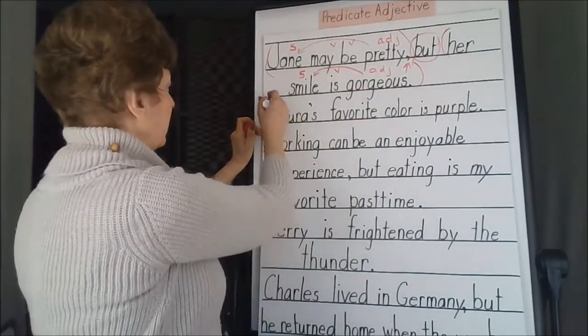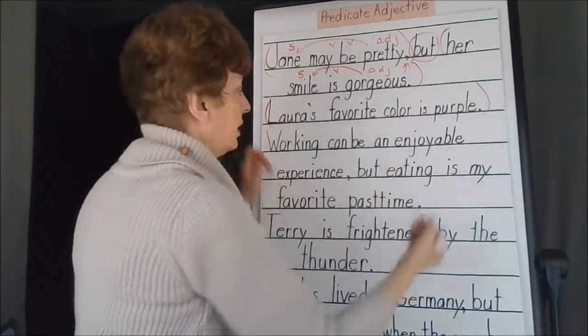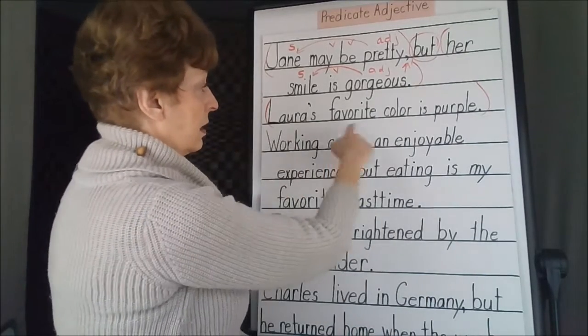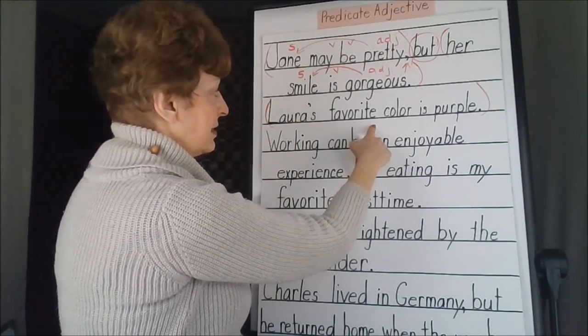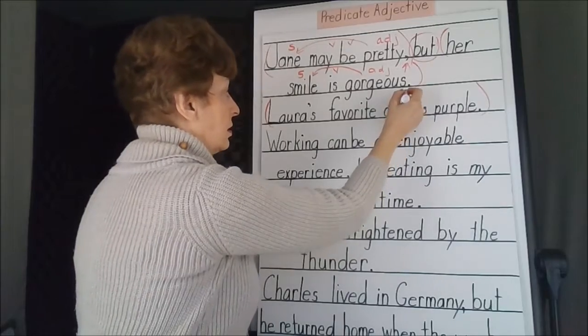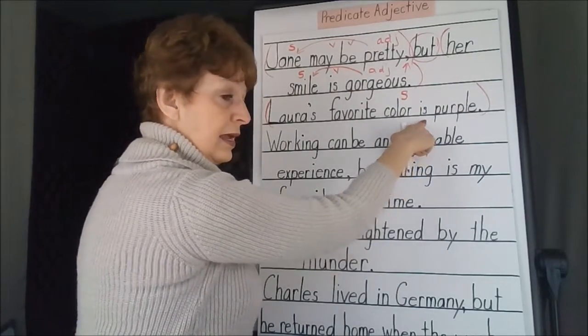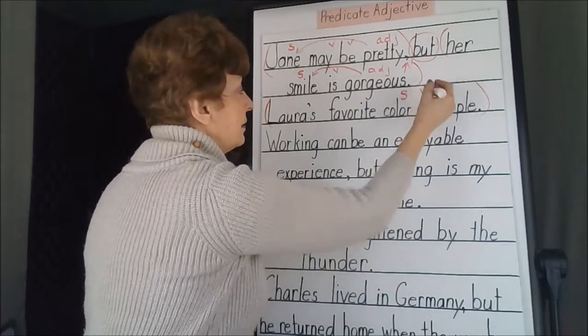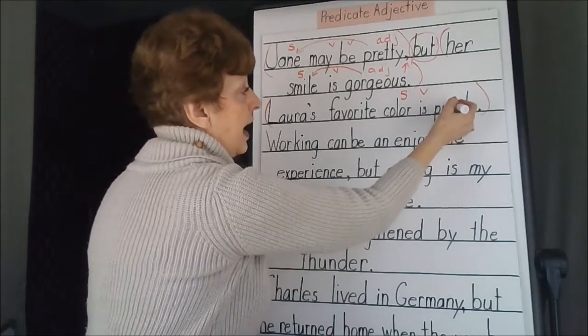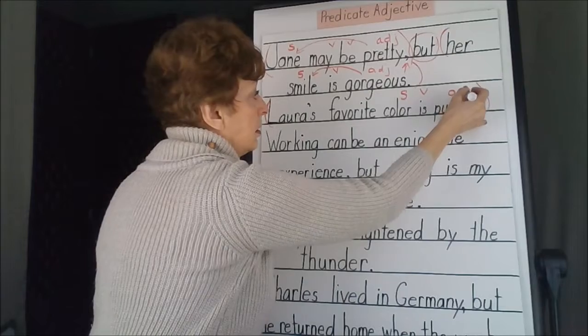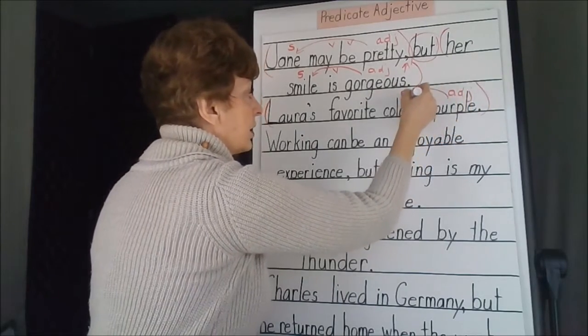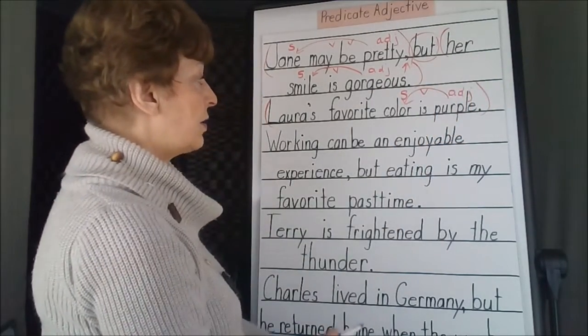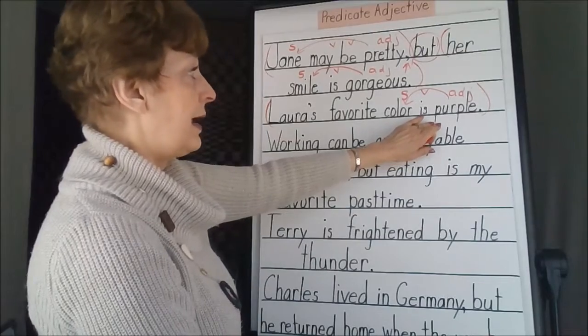Laura's favorite color is purple. The subject in this case is color. Here we have a state of being verb, is, and the adjective, purple, describes the color, the favorite color. So that is called a predicate adjective.